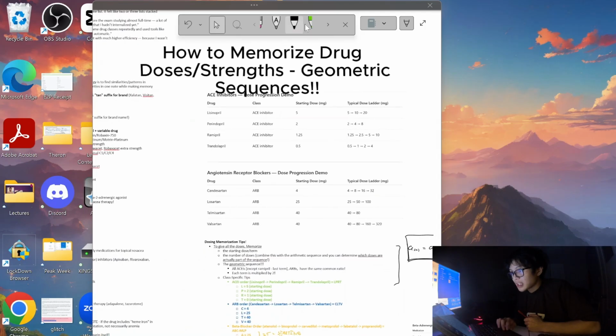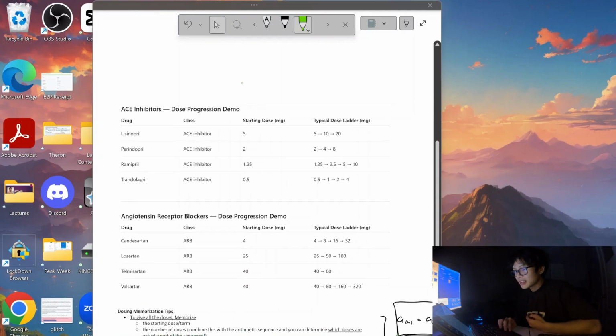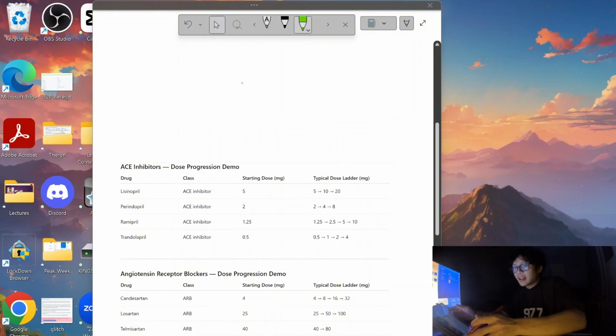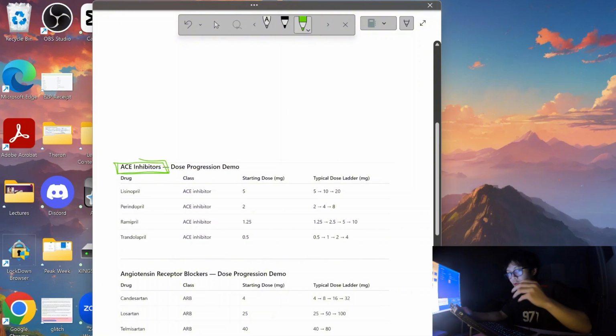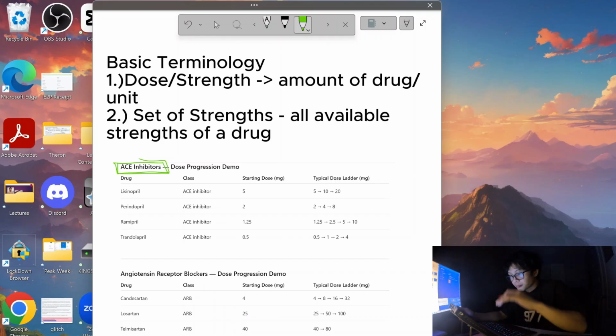Alright, so the last memorization technique for the pharmacy drug list exam that I can give to you guys is knowing how to memorize drug doses, or what I use to memorize drug doses. So let's take a look here at ACE inhibitors. Okay, this is just a drug class. Pay no attention to what the drug class actually is. Let's focus on the doses here.